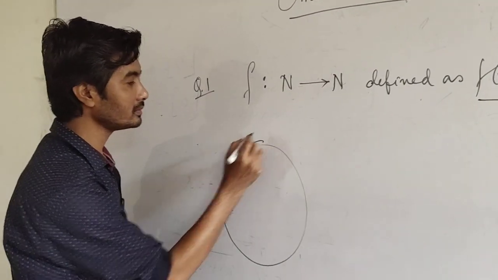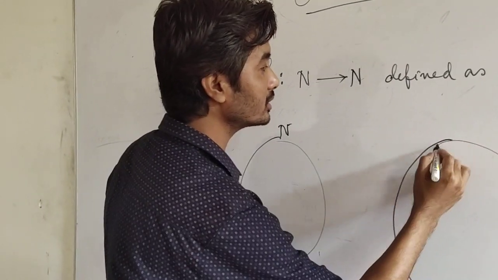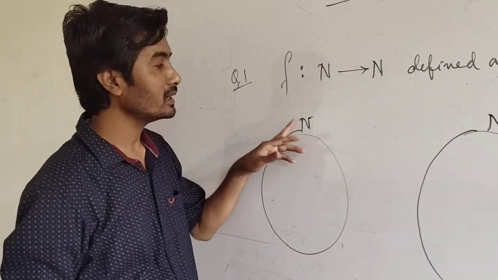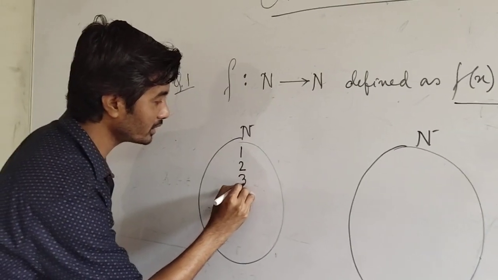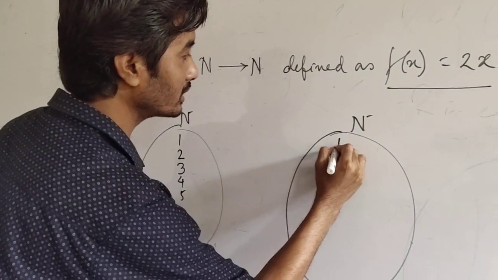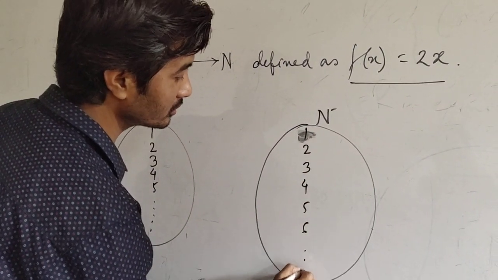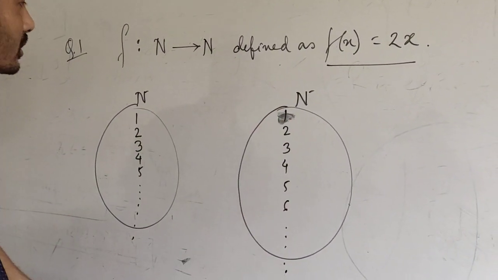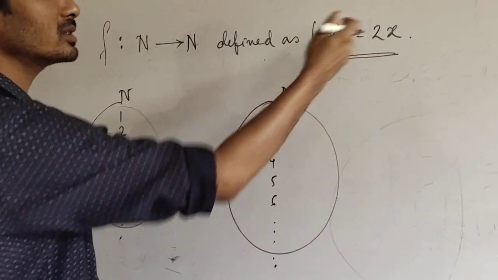Here you see this is our domain which is N, and this will be our codomain which is again N. As we know that the domain N contains the natural numbers 1, 2, 3, 4, 5 and so on. Here also this codomain N will contain the natural numbers 1, 2, 3, 4, 5, 6 and so on. So here the first set is our domain and the second set is our codomain. Now according to the definition of this function, x will have image 2x.